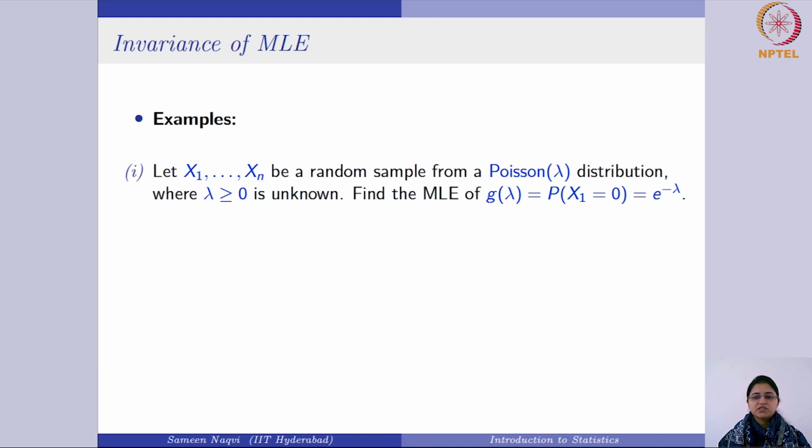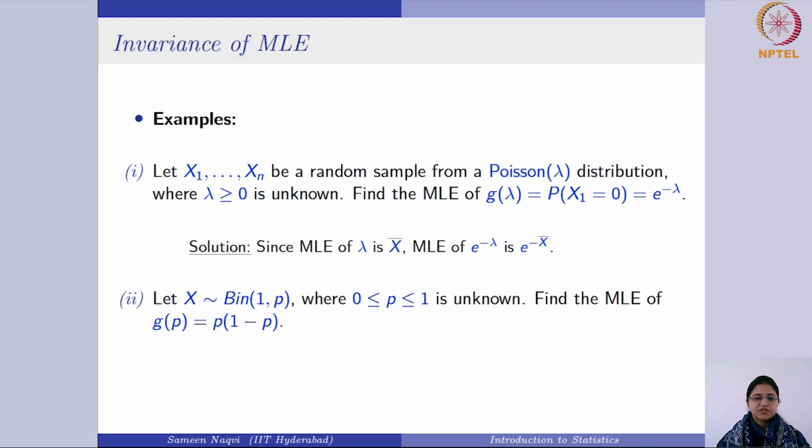You want to estimate this probability for lambda. So the answer would be, since the MLE of lambda is the sample mean, the MLE of e raised to power minus lambda would be simply e raised to the power minus x bar. And this result is possible only because this invariance property of MLE exists.